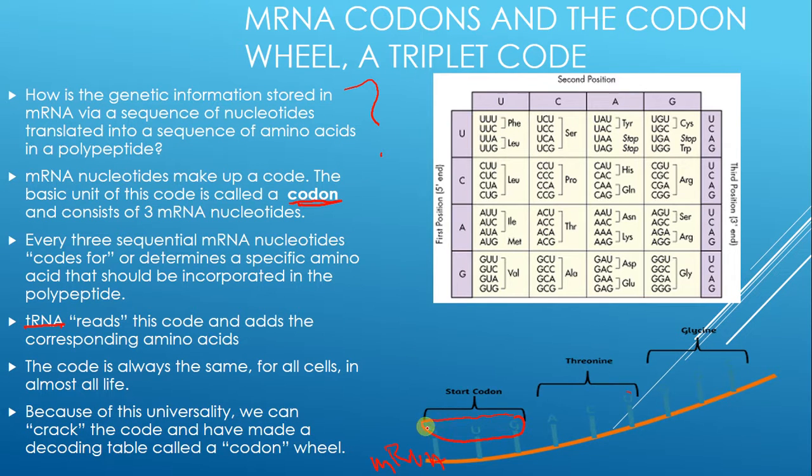This code is extremely ancient. This code is maybe the oldest example of a code on Earth. It's always the same for all cells in almost all life forms. So because it's so universally used, scientists a long time ago have cracked this code and have made a codon chart like this, or a wheel, that actually gives us the insight into how to read mRNA. So what does this codon code for? Which amino acid is this code for? We use this codon chart.